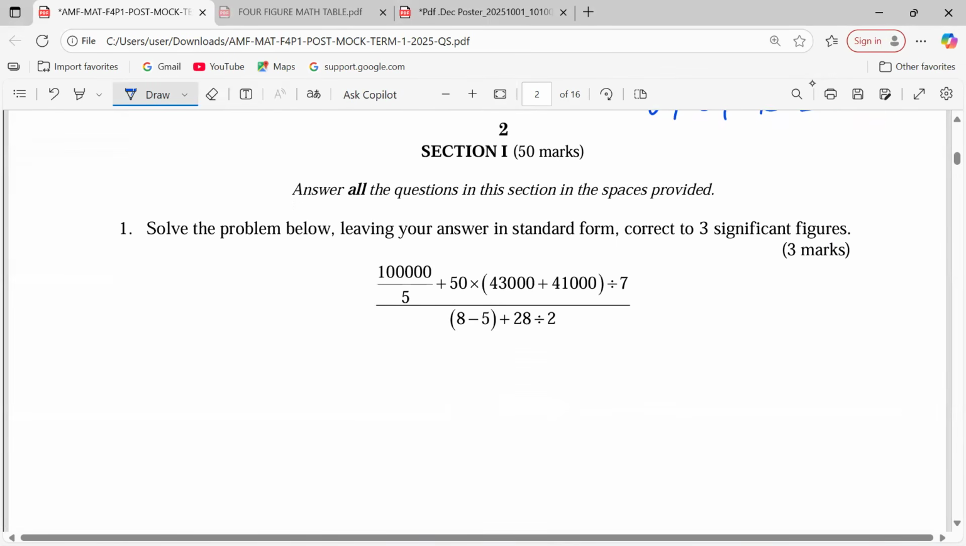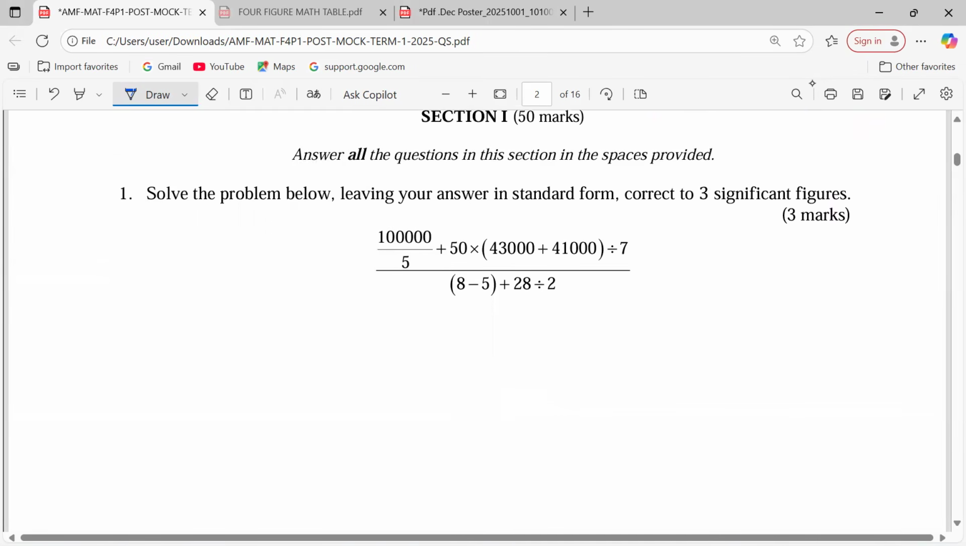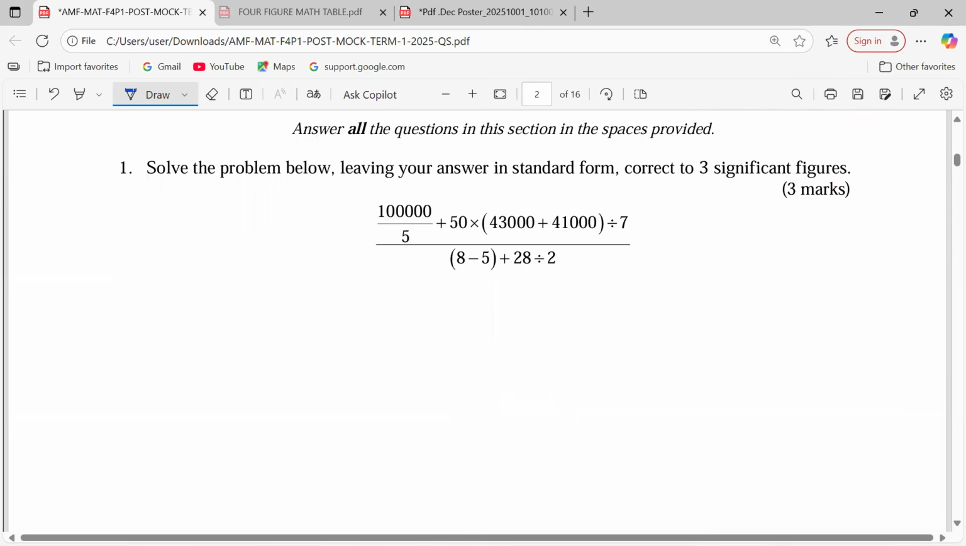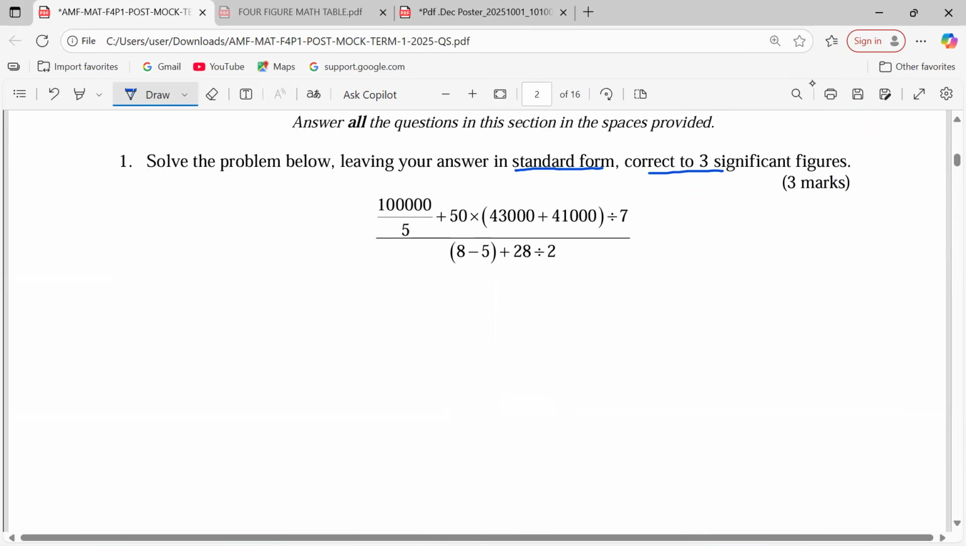Solve the problem below, leaving your answer in standard form, correct to 3 significant figures. Look at that. Correct to 3 significant figures and also in standard form. So we have 2 specific instructions and we have to adhere to both. So let's work out this, beginning with the numerator.